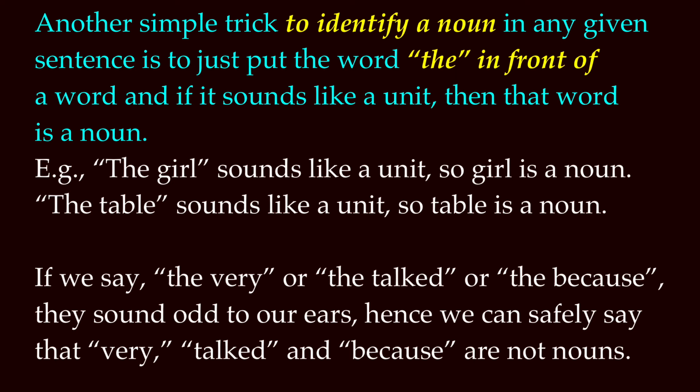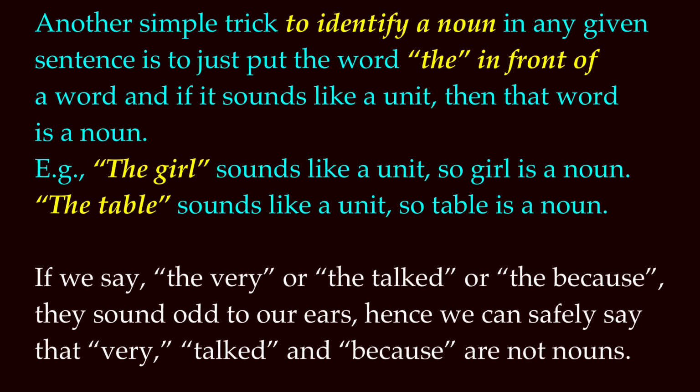Another simple trick to identify a noun in any given sentence is to just put the word "the" in front of a word, and if it sounds like a unit, then that word is a noun. For example, the girl sounds like a unit, so girl is a noun. The table sounds like a unit, so table is a noun.